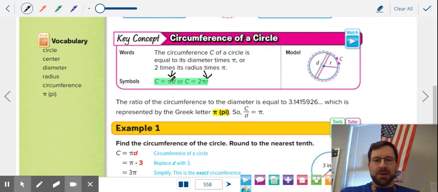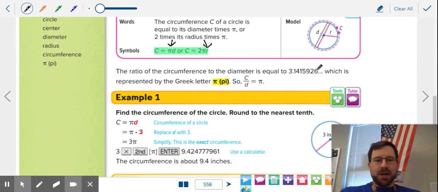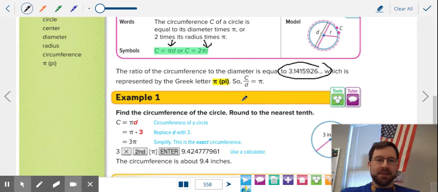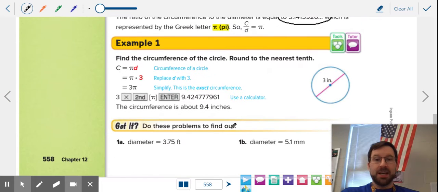So the circumference is pi times the diameter, or pi times 2 radii. Pi is this number here, that's rounded. You find pi by taking the circumference divided by the diameter, and it gives you pi. It is non-terminating, non-repeating, so we use a symbol for it because it's a special number. You can't make a fraction out of it.